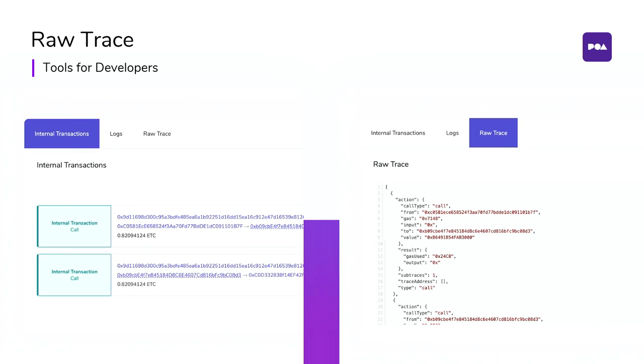We've added this raw trace functionality, and we store this to the database, so the same type of JSON object you would expect to get from geth or parity, you can access here. And you can see there's the internal transactions view and then the raw trace view. So offering just different views, different ways of looking at the data and being able to use the data as you need.